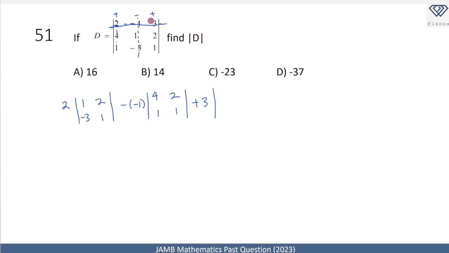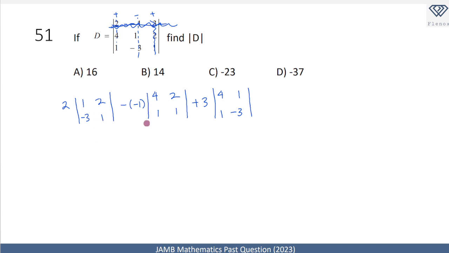We draw a line vertically down and horizontally across. And what numbers do we have left? 4, 1, 1, and minus 3. So you have 4, 1, 1, and minus 3. So what do we do now?